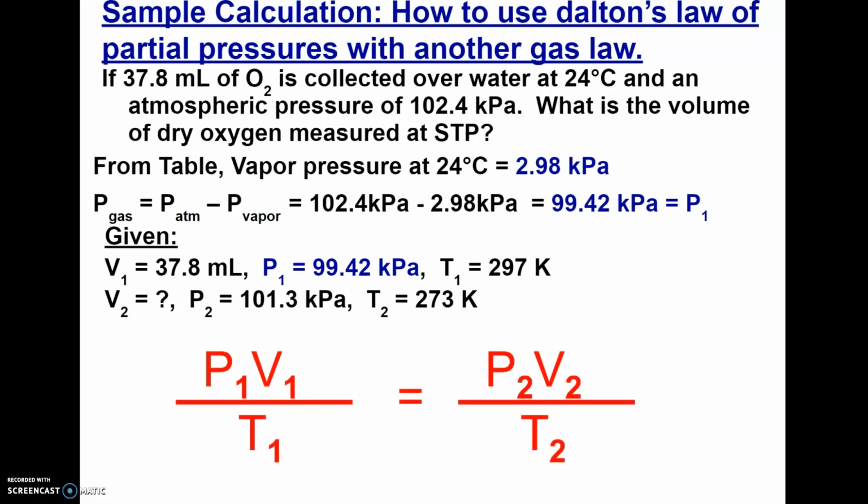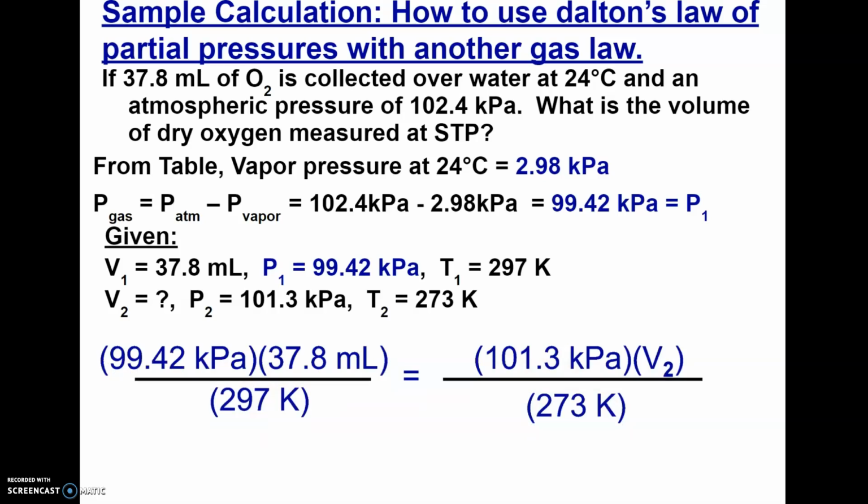So here's our combined gas law. So once we plug and chug, notice how our temperature is converted to Kelvin. We cannot do any calculation unless temperature is in Kelvin. And then we simply plug and chug and solve for V2. Keep in mind, STP stands for standard temperature and pressure.